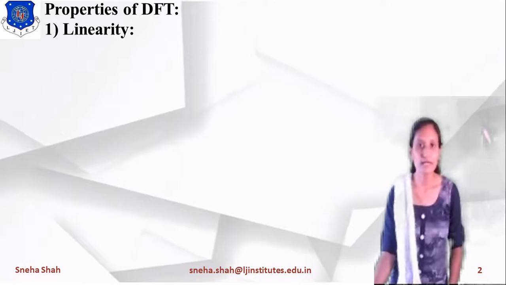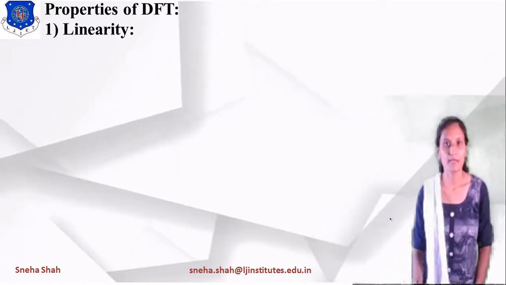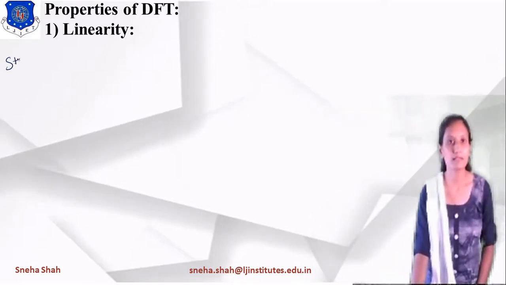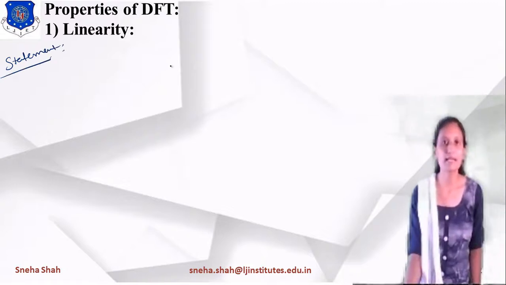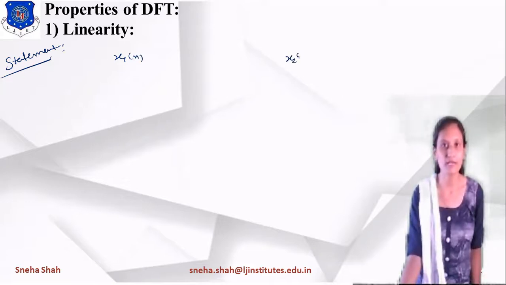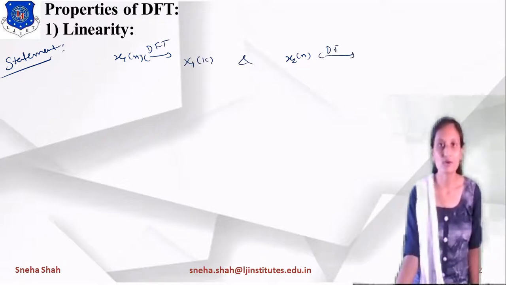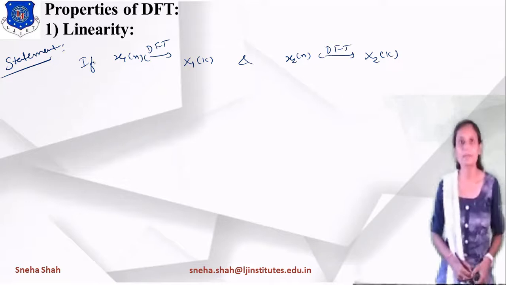As you know, for defining any property, first of all we start with the statement of it. So what will be the statement for this linearity property? Suppose I am taking the two signals x1 of n and x2 of n and I am finding the DFT of them, then they will convert into the form x1 of k and x2 of k. So if I am taking this, then what is the linearity property?